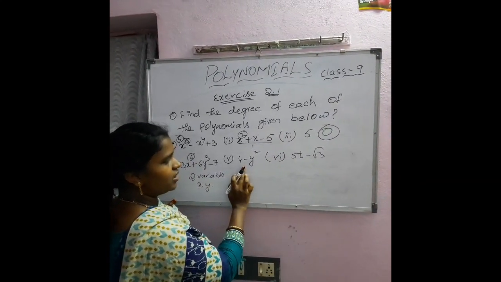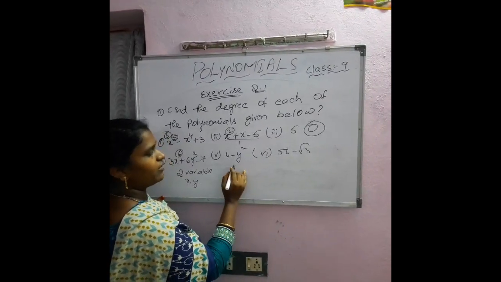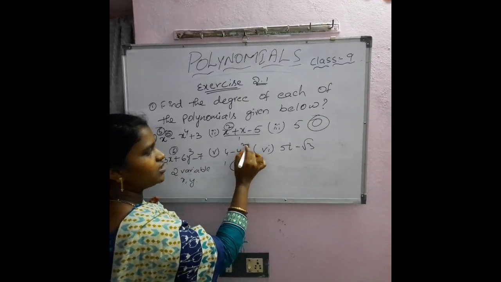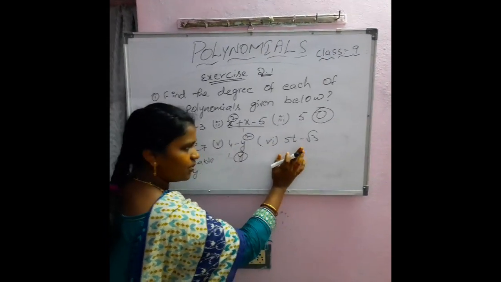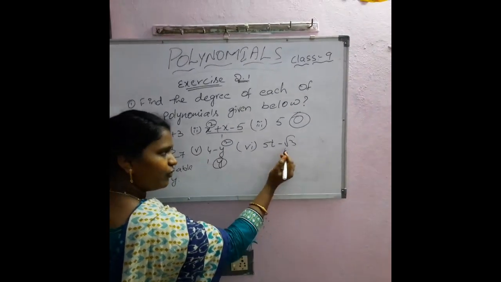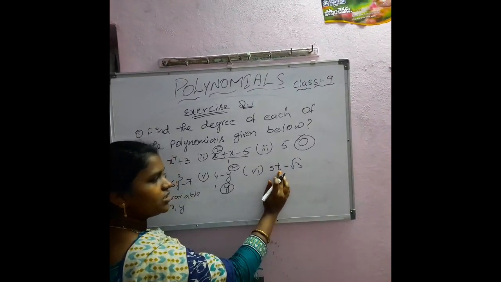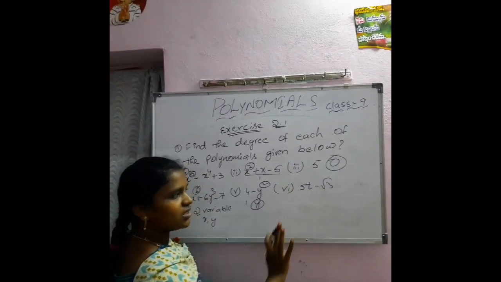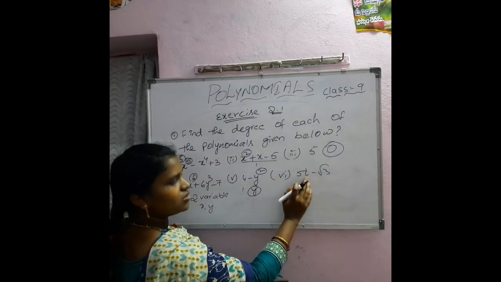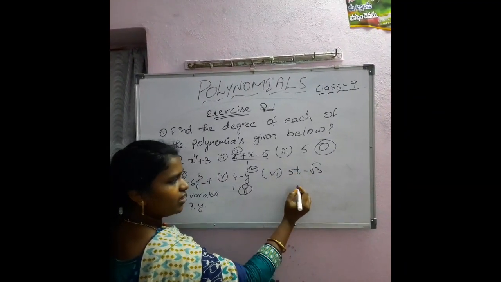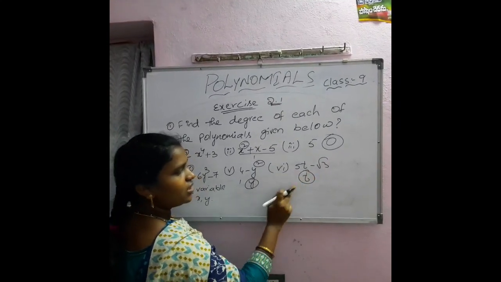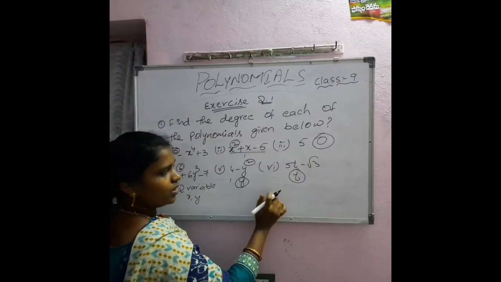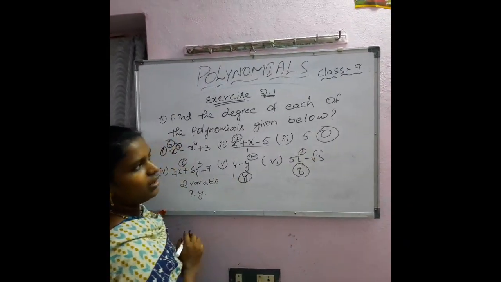Now here, it is a polynomial in one variable. The variable here is y, and the highest power is 2. And if you see this one, if we have a root of variables it is not a polynomial, but here we have the root only for constant values, so it is a polynomial. So 5t minus root 3: what is the variable here? t is the variable. So it is a polynomial in one variable and the degree is 1. So it is a polynomial of degree 1.